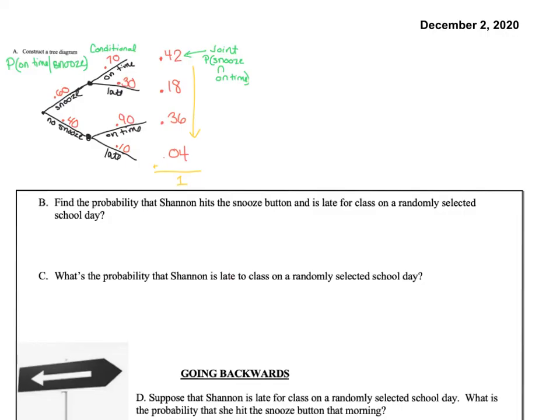So let's answer the questions about our tree diagram. Find the probability that Shannon hits the snooze button and is late for class on a randomly selected day. Well, these are your joint probabilities, so just trace it. Snooze and late is multiplied together, it's the 0.18.